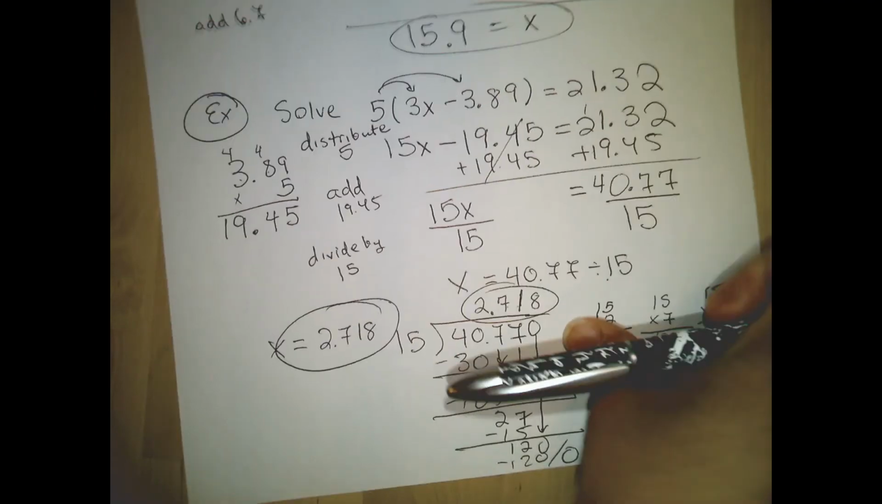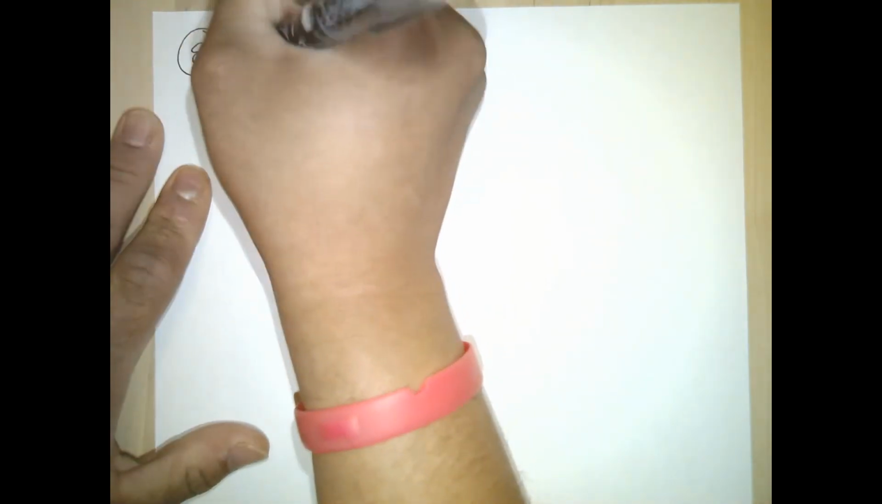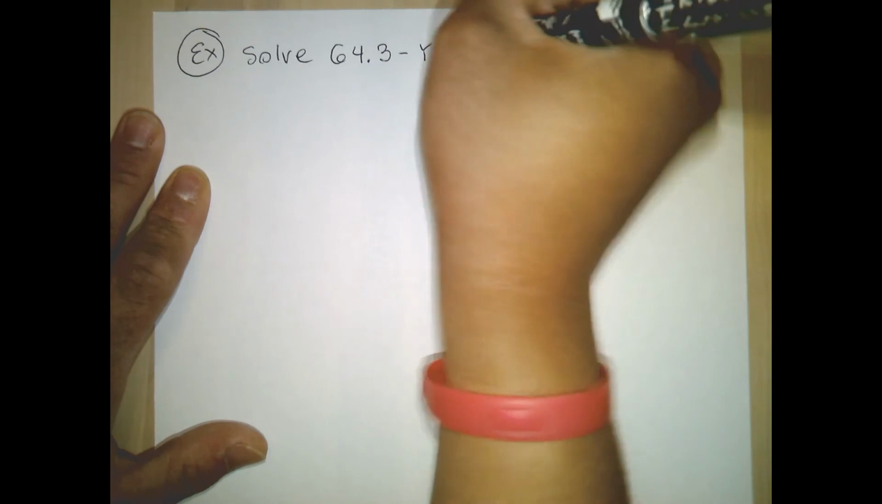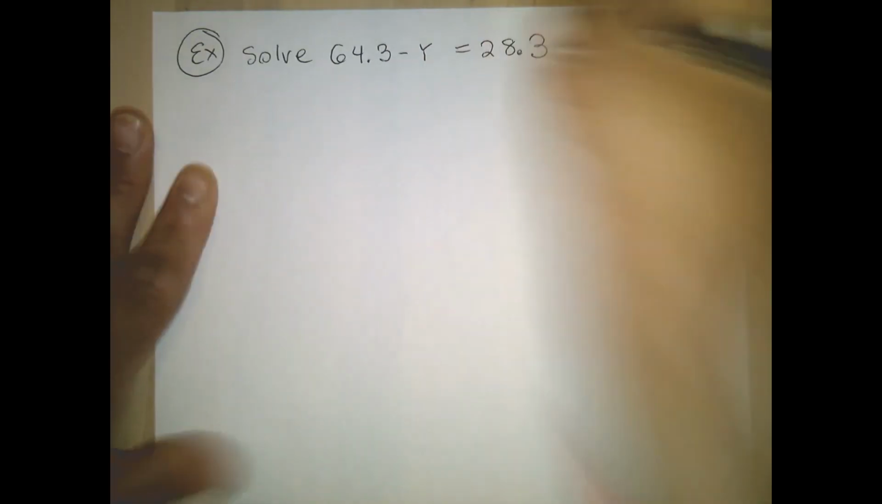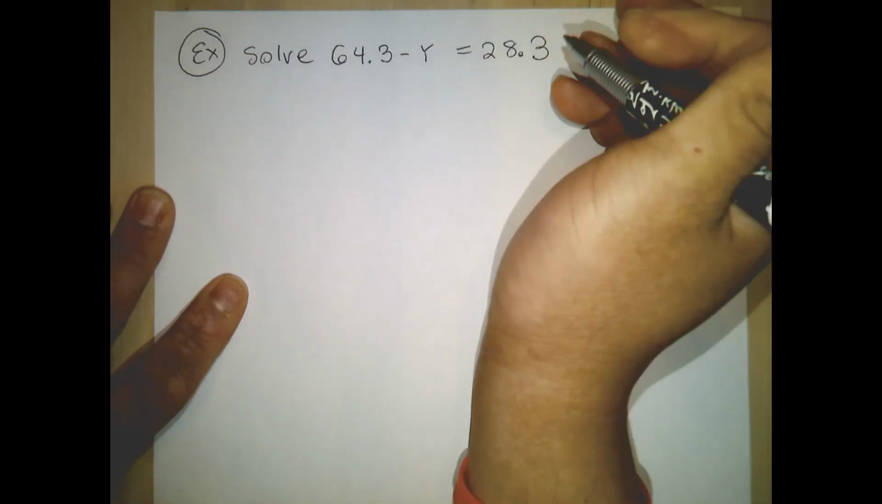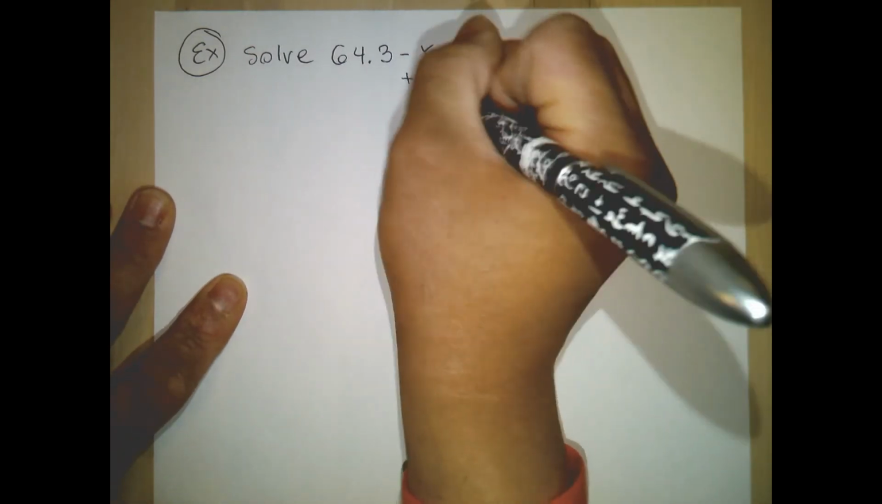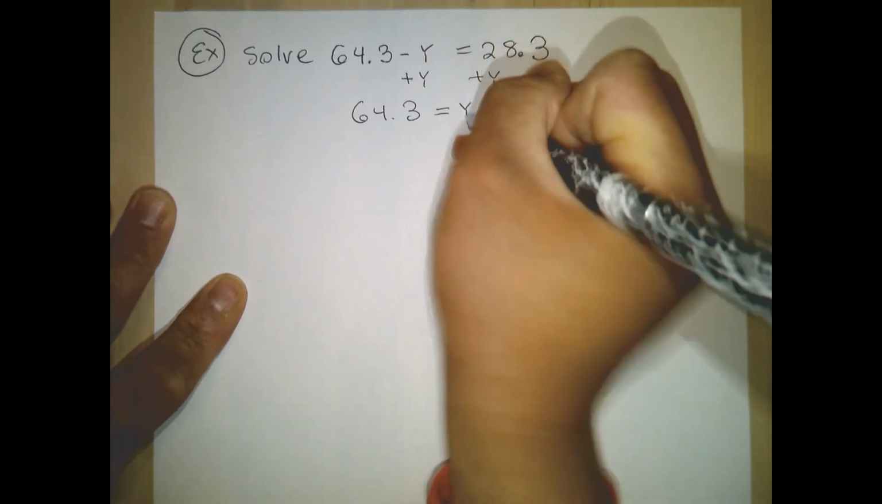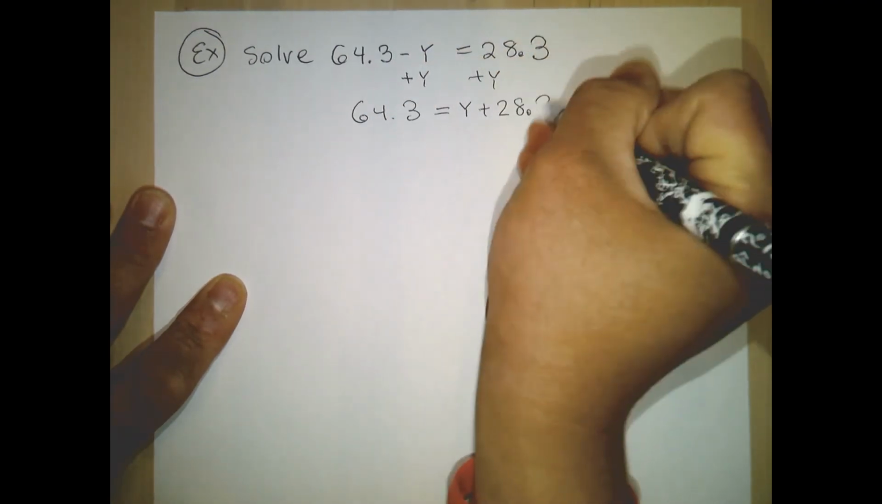All right, I hope that you are enjoying this because it's time for just a few more here. So here is another great example for today. Let's solve 64.3 minus y is equal to 28.3. So now, one way to solve this, because I don't really care which side y is on, is to add the y. So 64.3 is y plus 28.3.